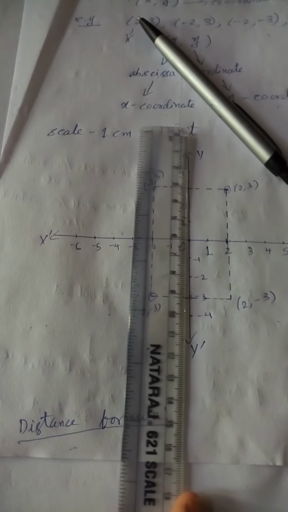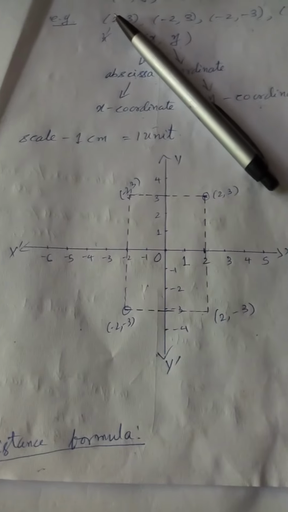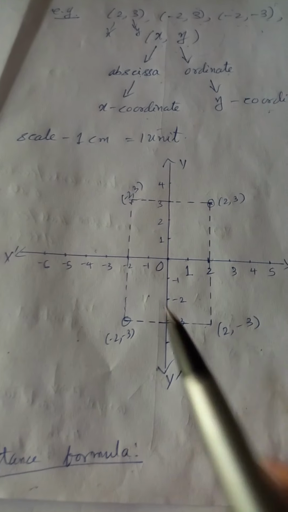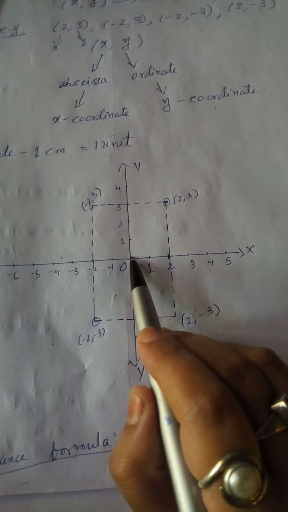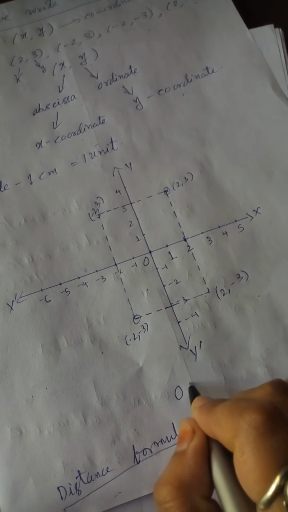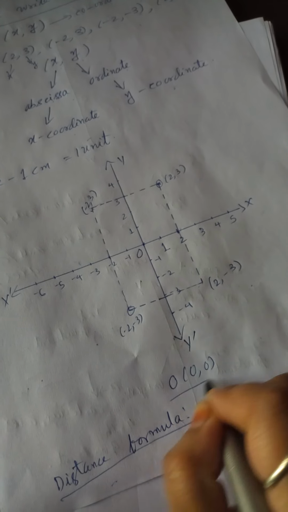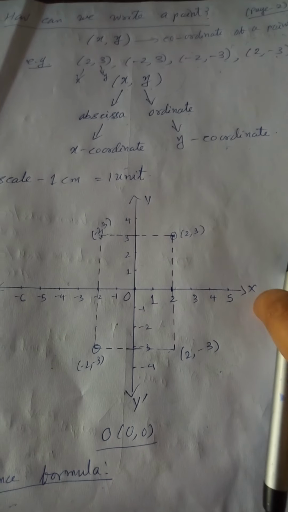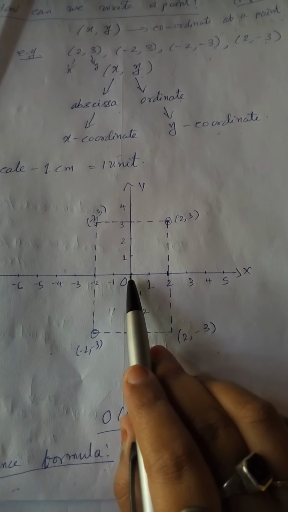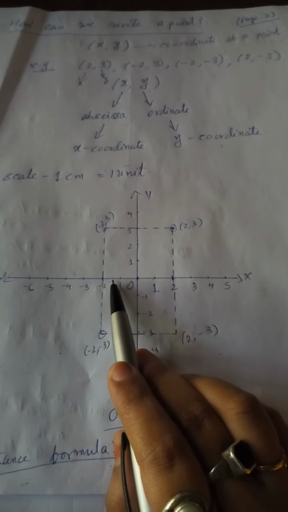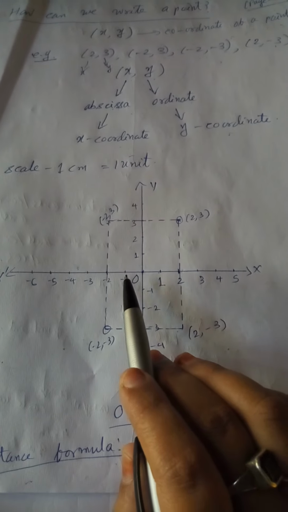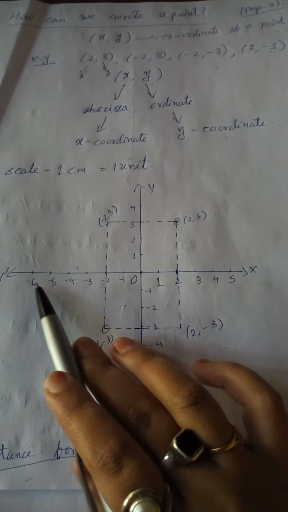First I draw the Cartesian plane, this way. This is O. O means origin. The origin coordinate is always (0, 0). From here we count 1, 2, 3, 4, 5 centimeters and divide this way. This side is where you can plot the negative values, so I write -1, -2, -3, -4, -5, -6.